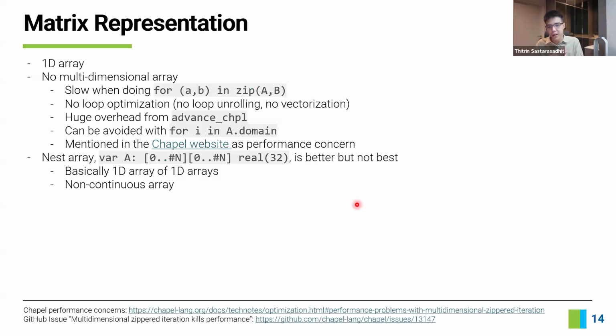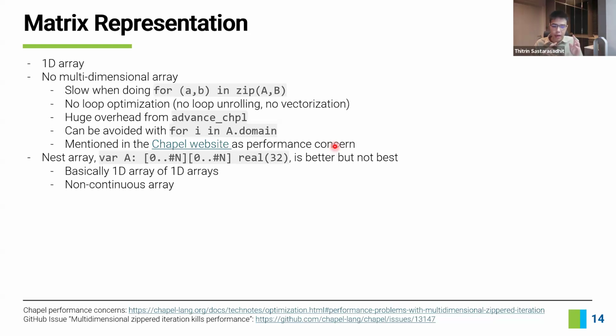Another interesting choice that I made is that I used a 1D array instead of a multi-dimensional array, because the first time I tested the multi-dimensional array, it got really bad performance. Because there is no optimization when compiled, and also big overhead from the functions in Chapel, it's just a function to get the next element.